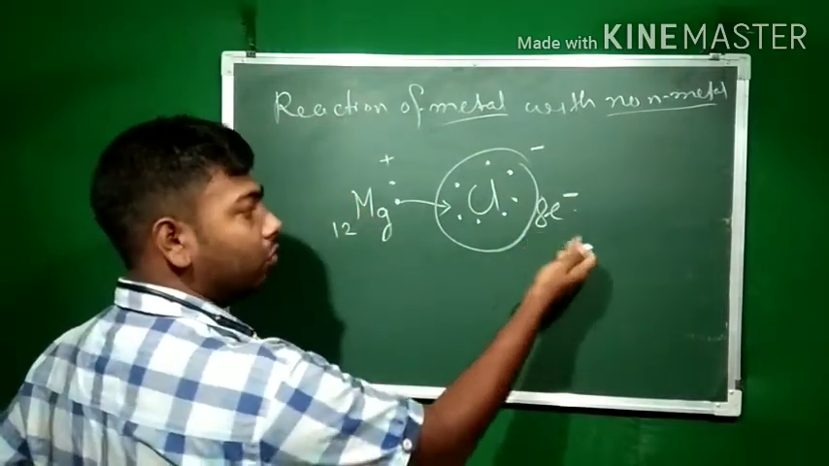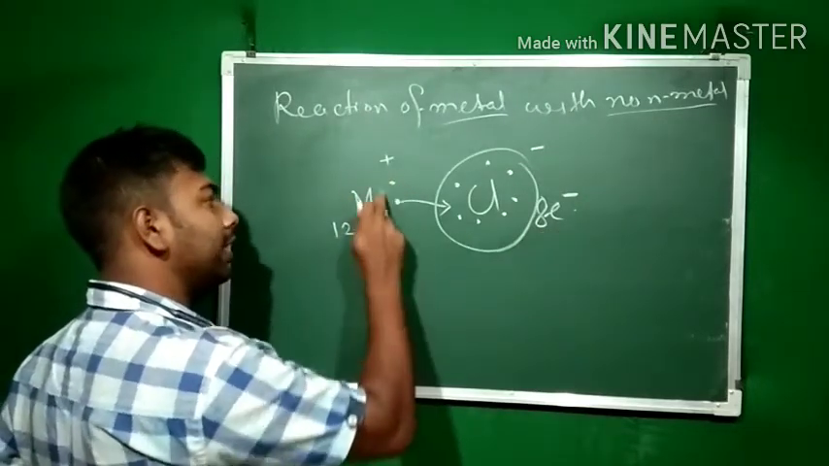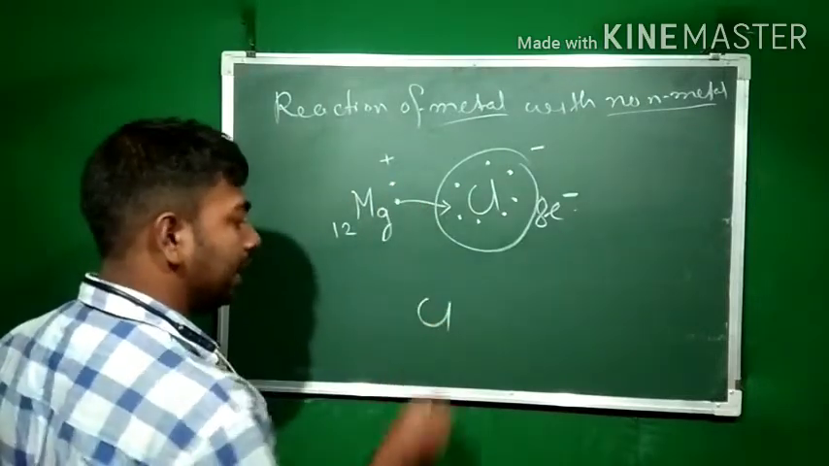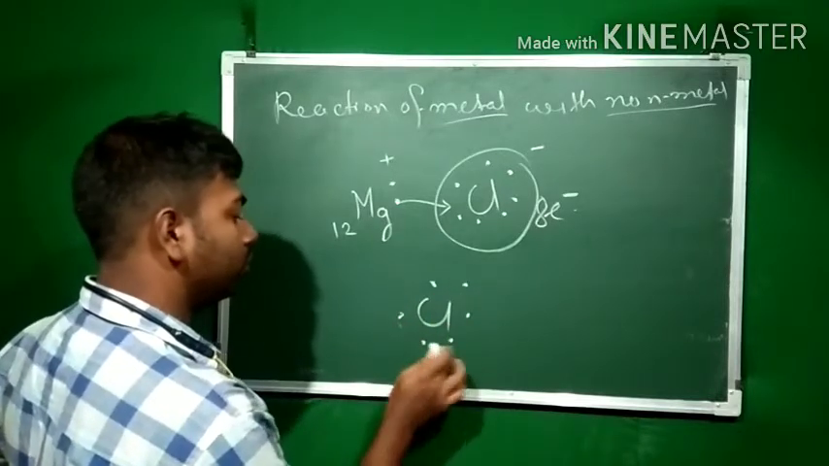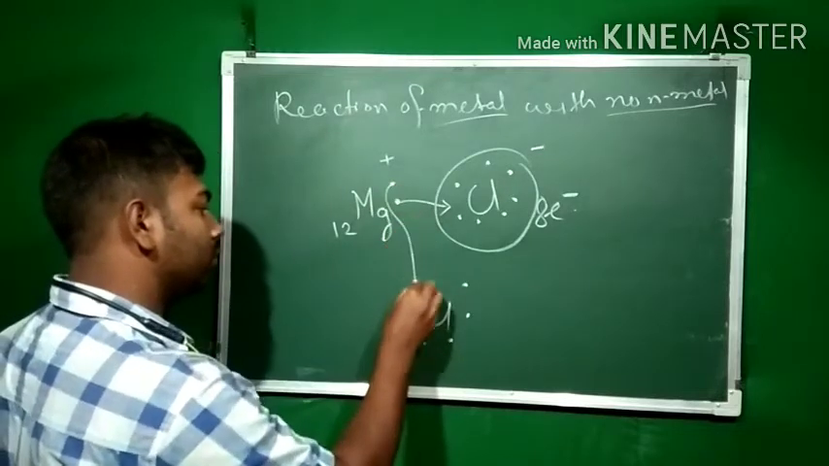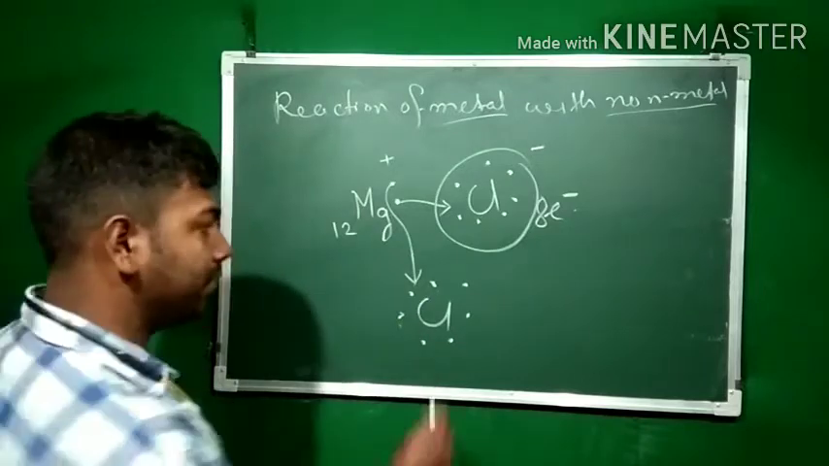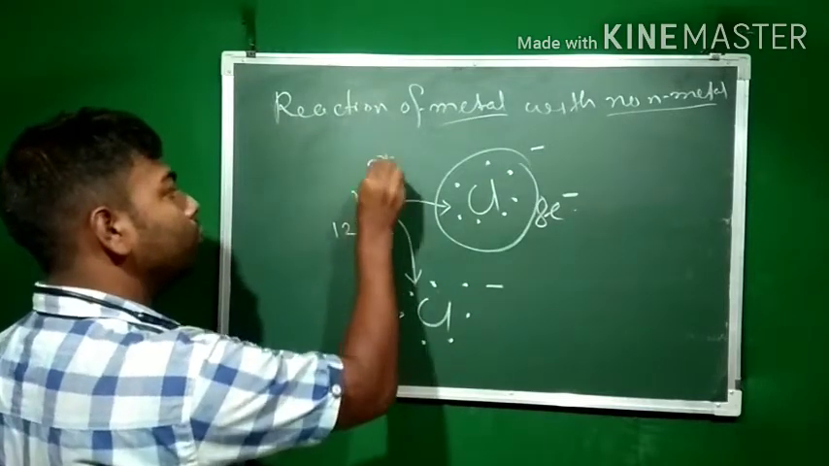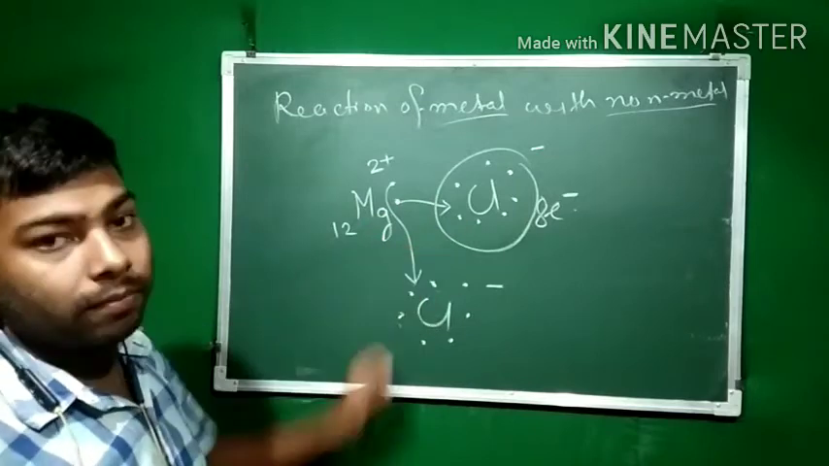So according to octet it's stable, but the remaining 1 electron, the magnesium metal wants to give to another chlorine atom. Suppose here is another chlorine atom. Here also same electronic configuration 1, 2, 3, 4, 5, 6, 7. This another electron wants to give to another chlorine atom, which makes it negative. That's why now it becomes 2 positive, because it gives 2 electrons to different chlorine atoms.